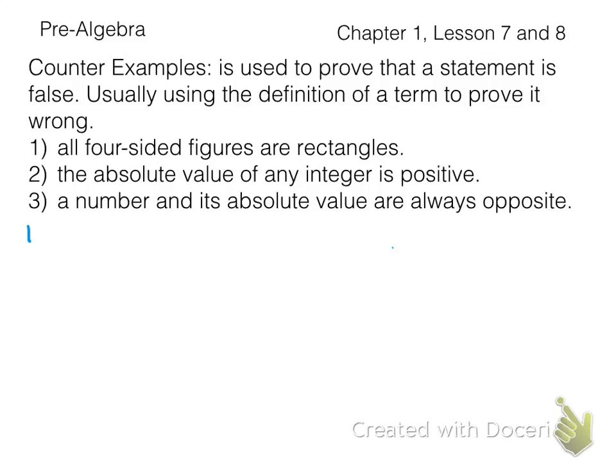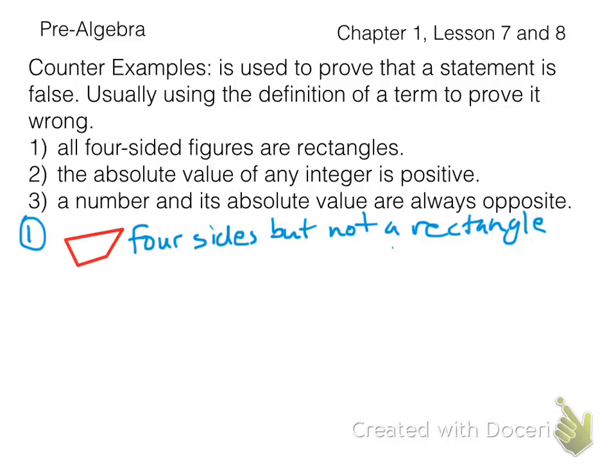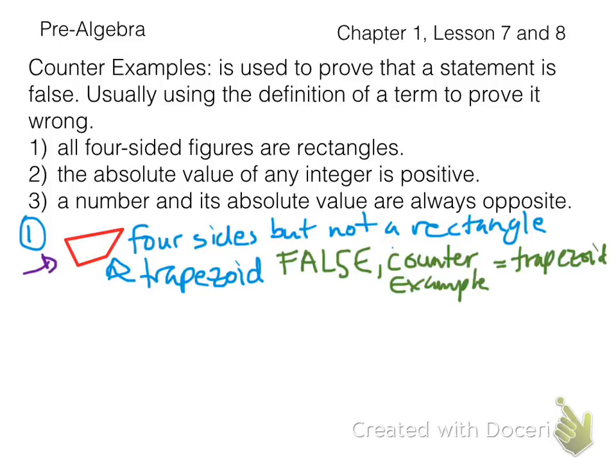So for number 1, it says all four-sided figures are rectangles. Well, if I build a four-sided figure right here in red, is that a rectangle? No, that does not look like a rectangle. That's actually what we call a trapezoid. And trapezoids are not rectangles. So the statement, all four-sided figures are rectangles, is a false statement, and the counterexample would be a trapezoid. So false, counterexample, trapezoid.